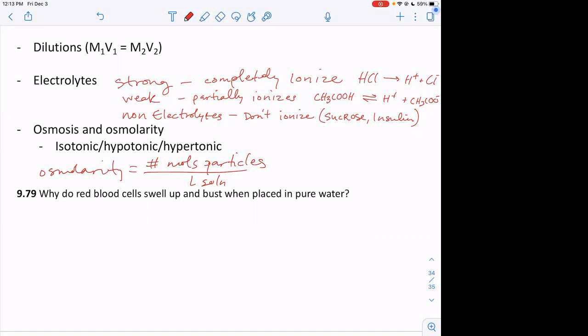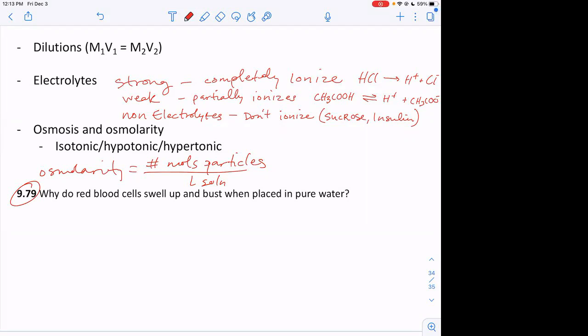You had a problem like this. It was worth a lot of points on exam 4. You had to calculate osmolarity of 2 solutions and compare them. So something with a higher osmolarity is hypertonic. Something with a lower osmolarity is hypotonic. So this is a great question that kind of hits on osmosis and osmolarity.